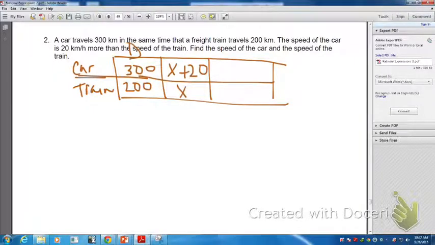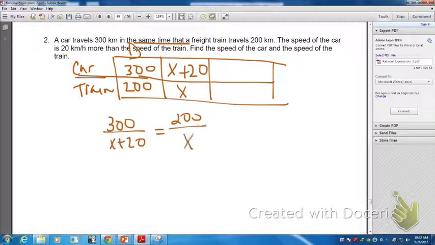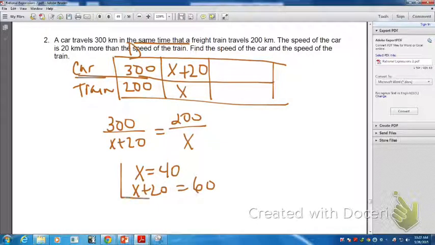The car travels in the same time that the freight train travels. So how did you set your equation up? They were equal to each other. So you had your car's time, which was 300 divided by the X plus 20, equal to the time of the train, which was the 200 divided by your X. Cross multiply, you got X equals 40. So that was the train. And so what was the car? 60. Okay. Any questions on that? Those look good as I walked around.